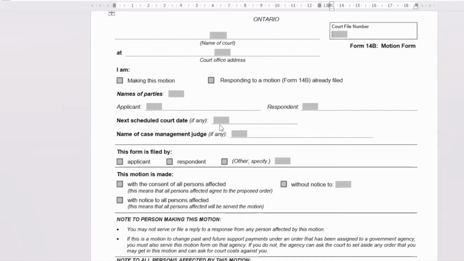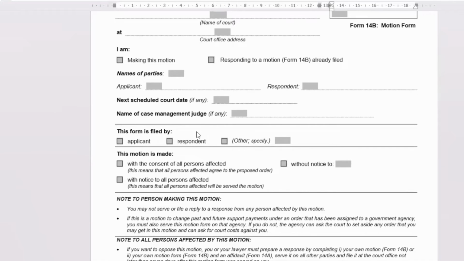If your matter has an upcoming court date that's already been scheduled, you put that in. If you're already in the process and you have a case management judge, you put it in. A lot of parties don't know this stuff, or you might not have an upcoming court date. So you just put not applicable if you don't know. That's not going to be a game killer. If you don't know, you just leave them blank.